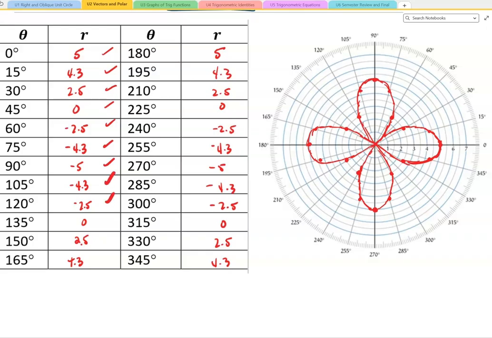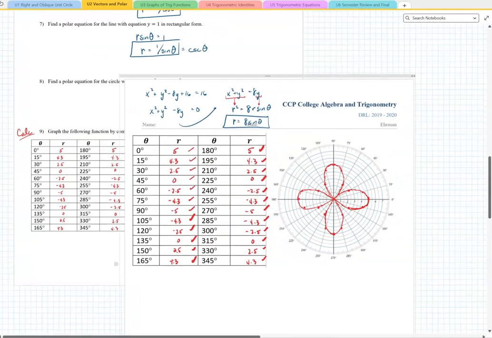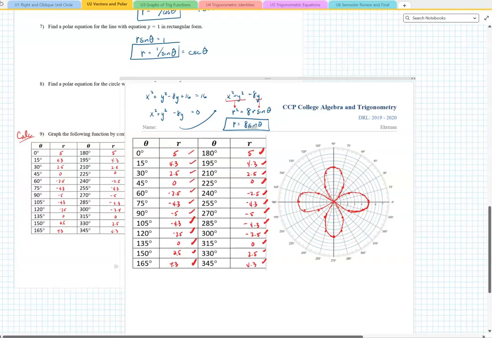All right, so now all of the coordinates have been plotted. I believe they've been plotted correctly. The shape that we see on the right is a good representation of r equals, I think it was 5 cosine 2 theta.